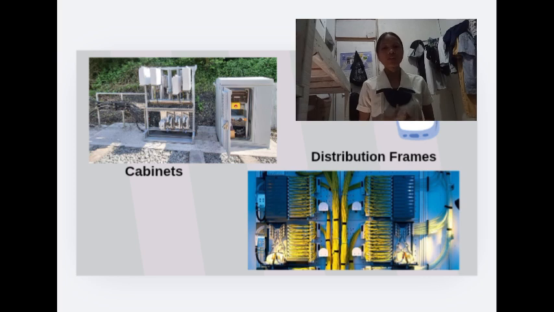Examples of this are gray street cabinets where fiber lines converge before entering homes. Another one is telecom rooms in apartments with distribution frames connecting each unit.